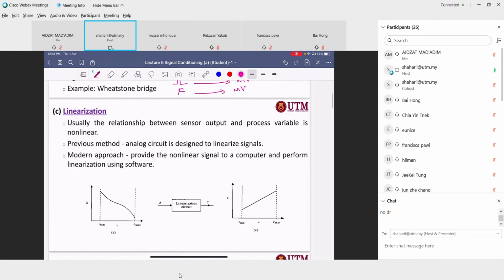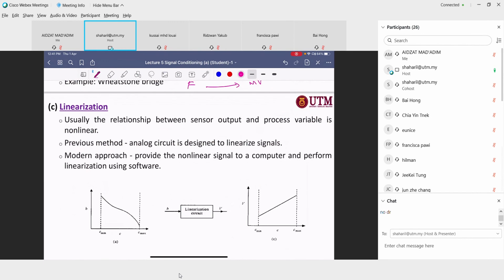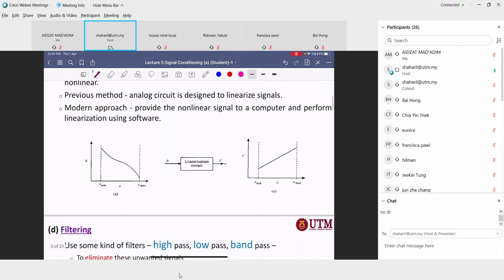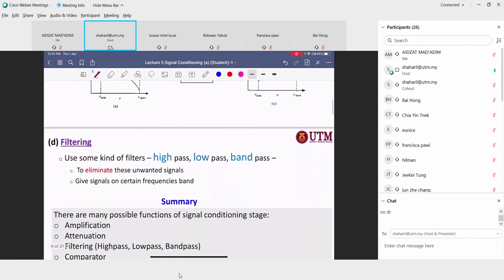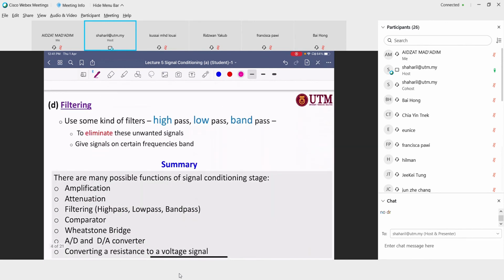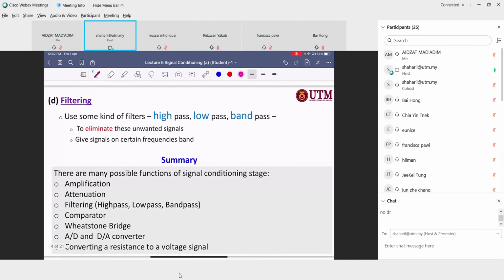Linearization, yes. We can build our signal conditioning to make our data become linear, right, and so on. But it's quite difficult to do in terms of the hardware, so normally we use software. You just use the best fit line to get the linear equation. Filtering, signal conditioning also can be used as a filter, high pass, low pass, and band pass filter.